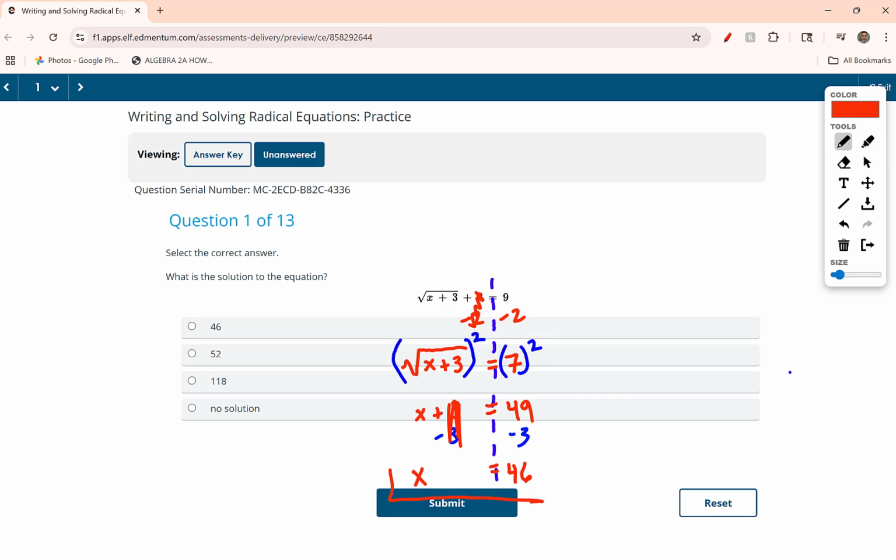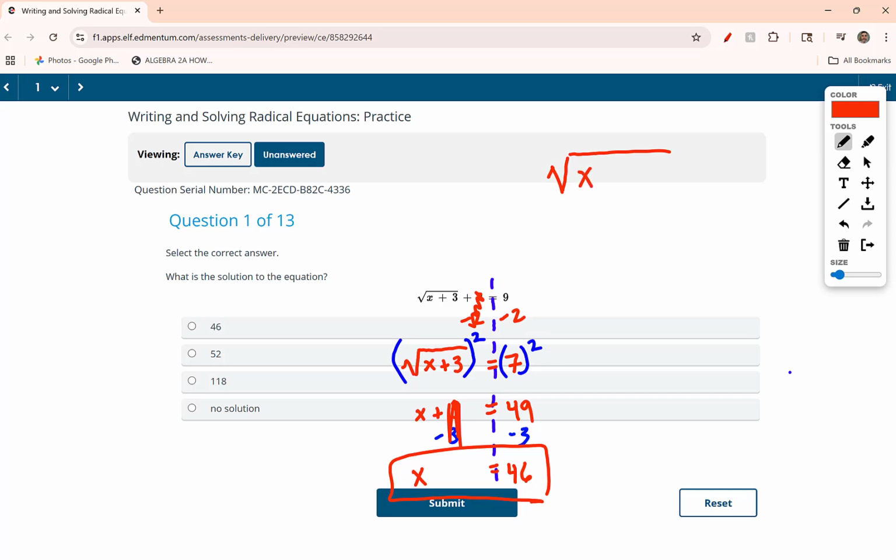Now that is an option, but with radical equations, it's possible to have something called an extraneous solution. And what that is, it's a solution that you get through the algebraic process, but then when you go back and substitute it in for x, it does not make the equation true.